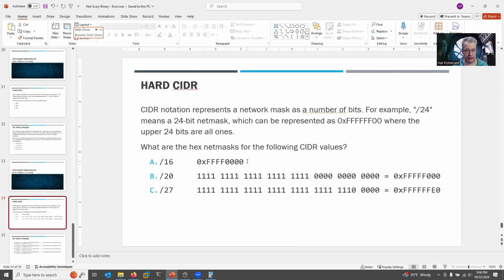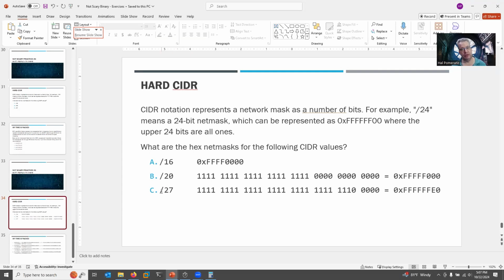Okay? /16. /20, okay? 20 bits of ones at the top of the 4-byte value. So remember, each hex digit is 4 bits, right? So 20 bits, ones, ones, ones, ones, ones. Okay, so that's 20 bits of 32, and then 12 bits of 0. Okay? So converting these to hex, we have FF FF. That's 16 bits, and then another F gets you to 20 bits, and then the rest is zeros.